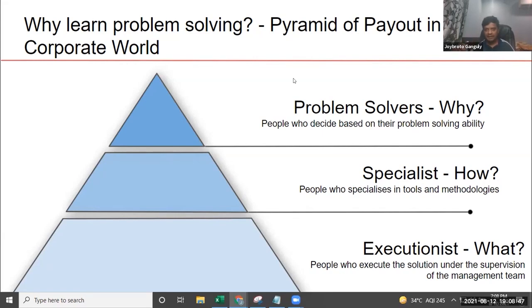Okay, that is one of the reasons I wanted to go through this, to set the context for today: why do you even need to spend time to learn problem solving?